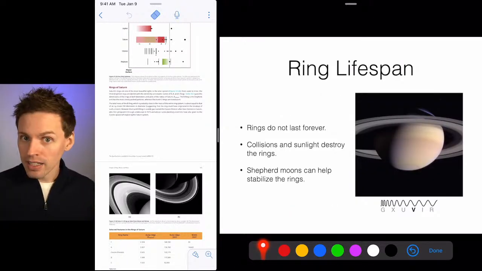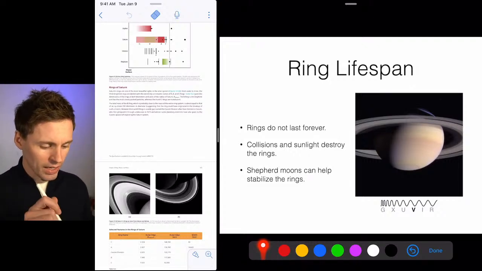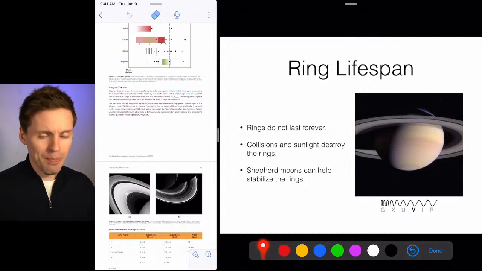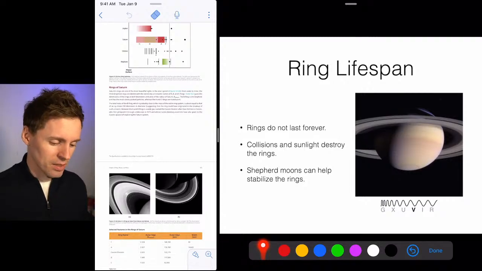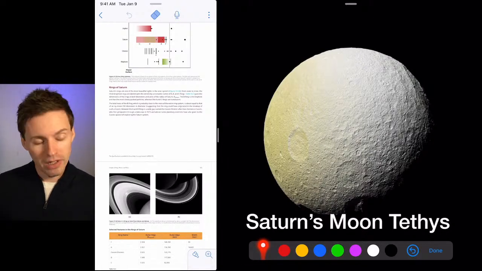The rings do not last forever. They break down just like patio furniture in the sun. Okay, they just evaporate. They break down. They break apart into little pieces. Shepherd moons help to stabilize the ring systems, but they will go away, and eventually Saturn will not have rings anymore, but it'll be a while.